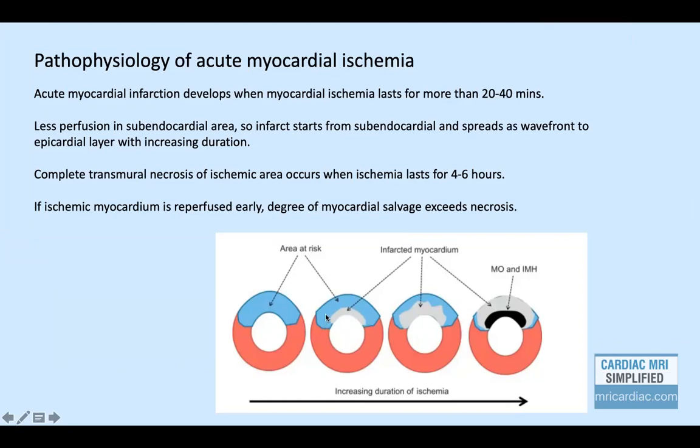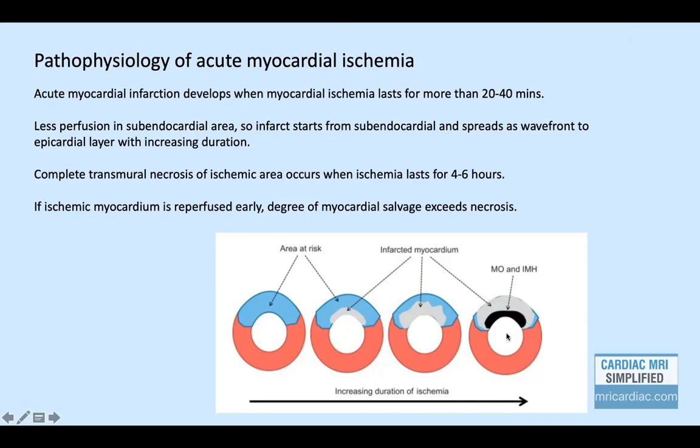It starts mainly in the subendocardial area because that is the least perfused area, after which it spreads as a wavefront to the epicardial layer with increasing duration. So with prolonged ischemia, initially after 20 to 40 minutes, it starts from the subendocardial area and later on progresses to a transmural infarct. Complete transmural necrosis takes around 4 to 6 hours of ischemia. If the ischemic myocardium is perfused early, the degree of myocardial salvage can exceed necrosis.